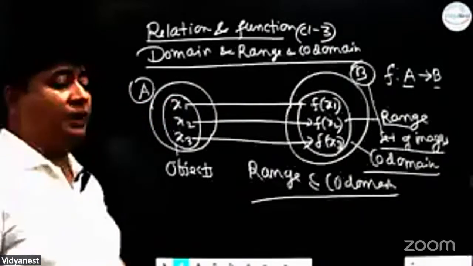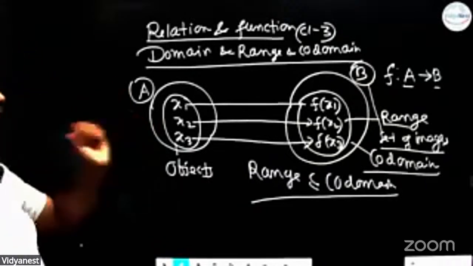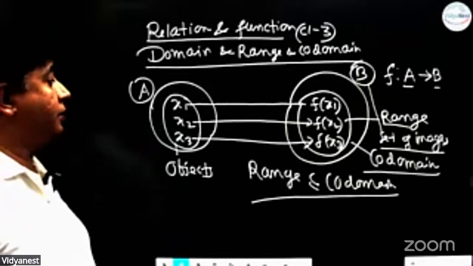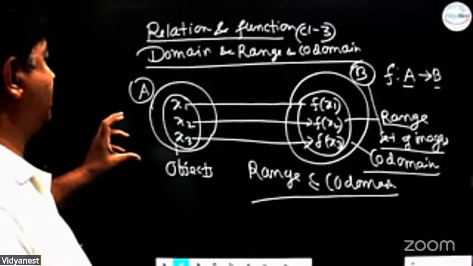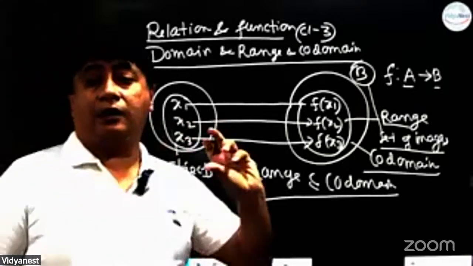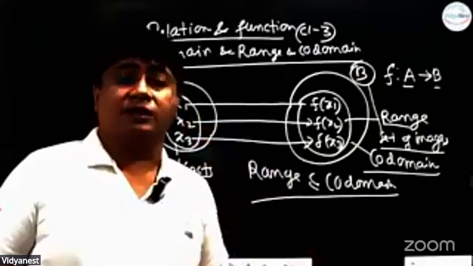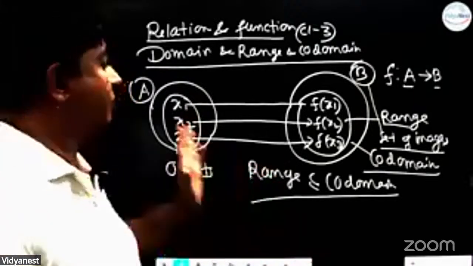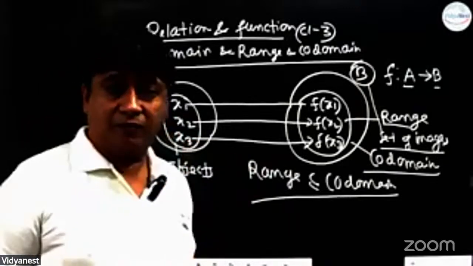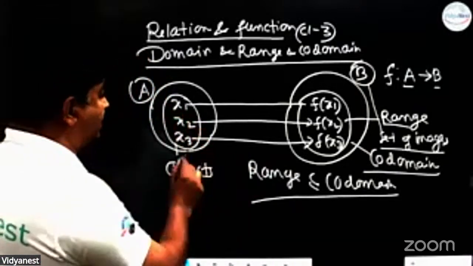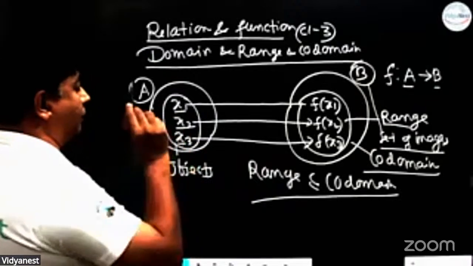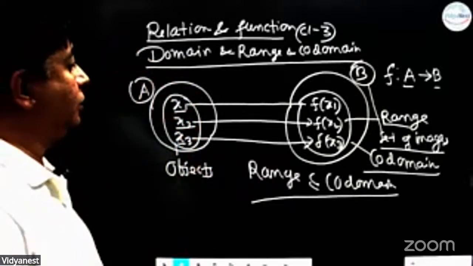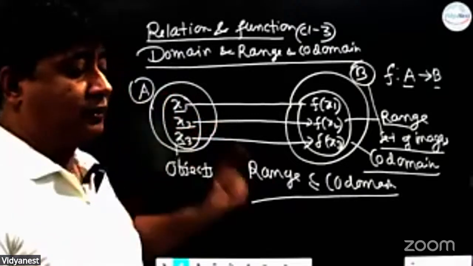Now, in domain, elements must be well defined. Those elements which have only an abstract or virtual presence in the world cannot form a domain. But if these objects are well defined, then these objects will form the domain.